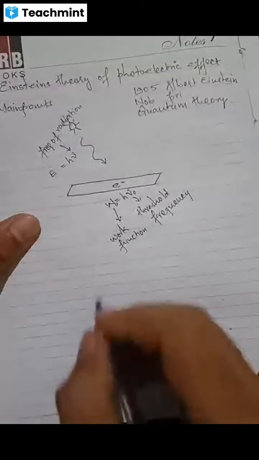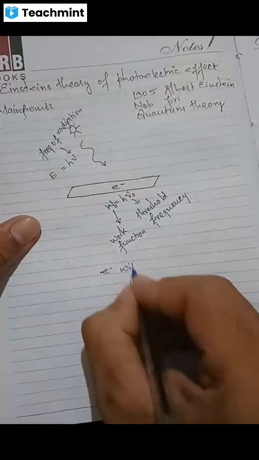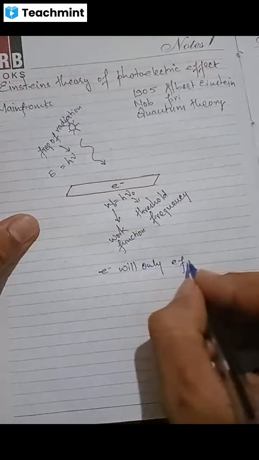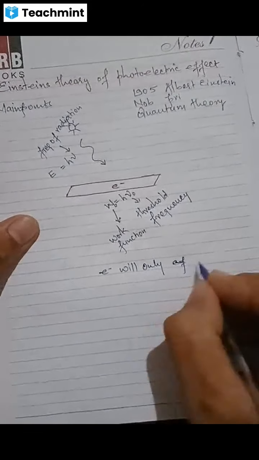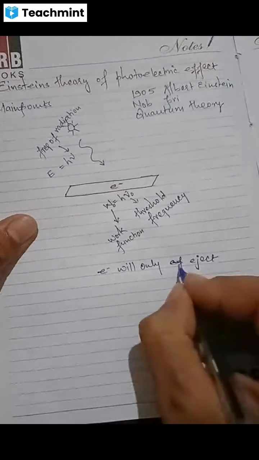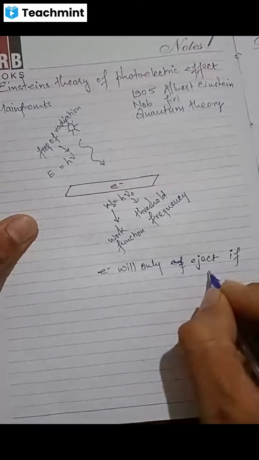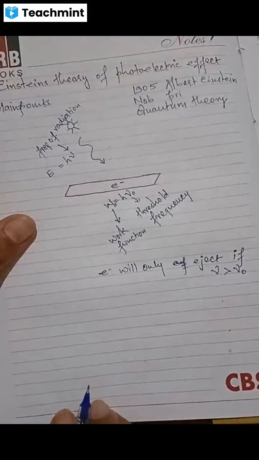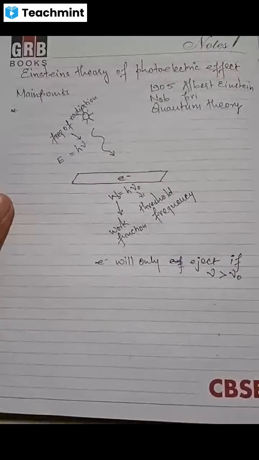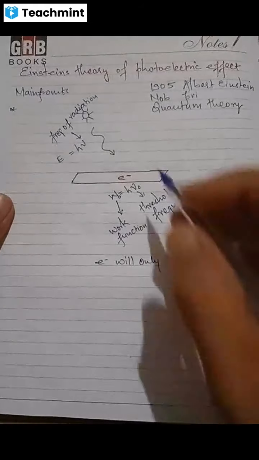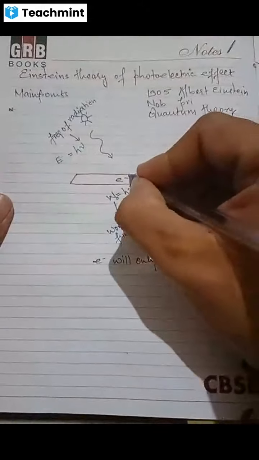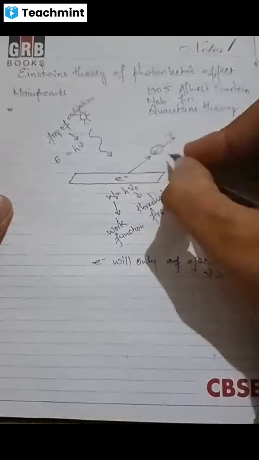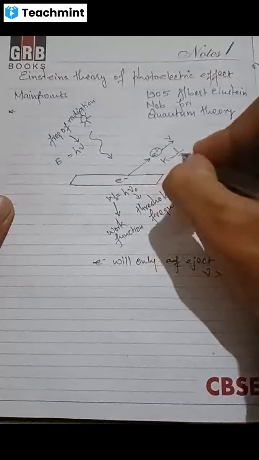And when the electron comes out, the electron will only eject if the supplied frequency is greater than the threshold frequency. If the supplied frequency is less than the threshold frequency, what will happen, dear students? The electron will not come out. If it is more, the electron will come out and start moving like this. When it is moving with velocity v, it acquires some energy that is called the kinetic energy, half mv squared.